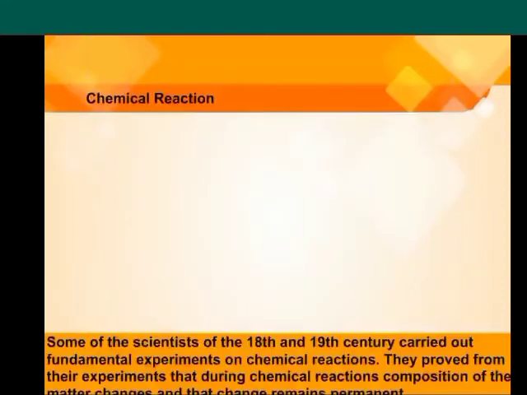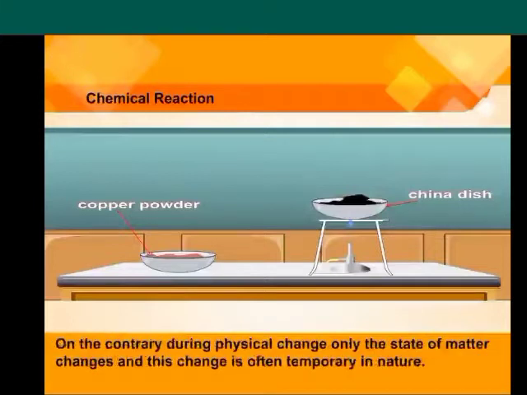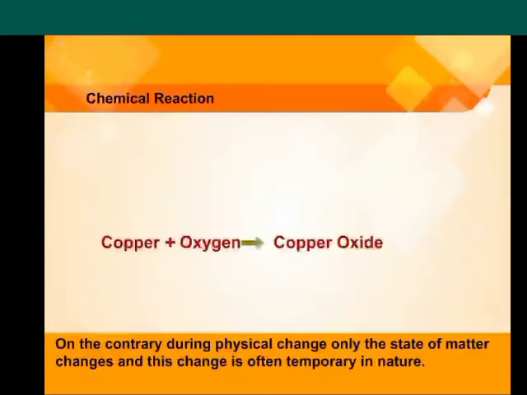Chemical reaction. Some of the scientists of the 18th and 19th century carried out fundamental experiments on chemical reactions. They proved from their experiments that during chemical reaction, composition of the matter changes, and that change remains permanent. On the contrary, during physical change, only the state of matter changes, and this change is often temporary in nature.